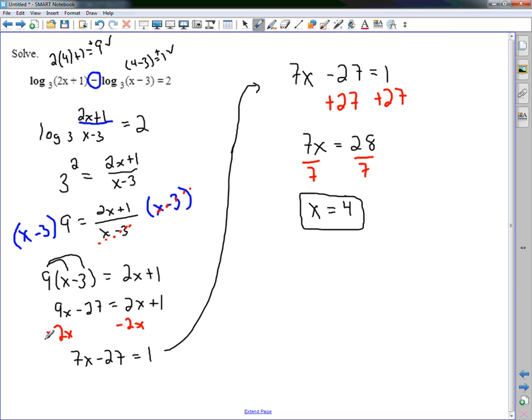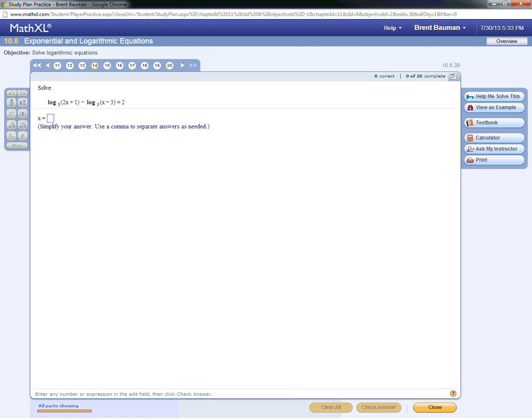So x equals 4. Let's go to our study plan. And I'm going to plug in a value of 4. Notice the x equals is already there. So I don't want to waste all that work and accidentally plug in x equals 4. Just plug in the 4. And we'll check our answer.